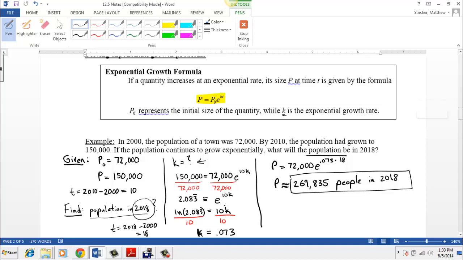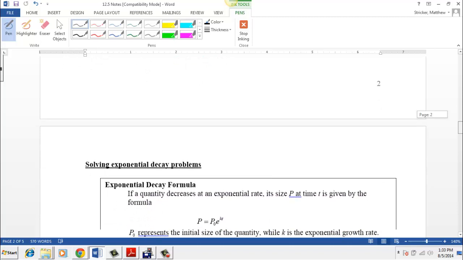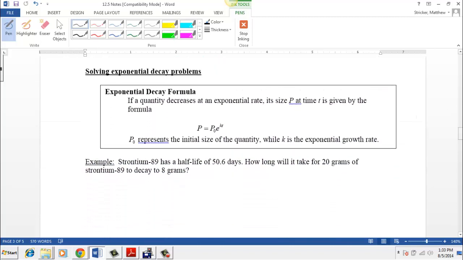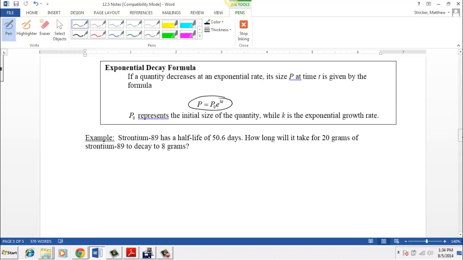It also turns out that we kind of do the same thing when we have decay problems. So that's the next example, solving exponential decay problems. And notice the formula is exactly the same. We still have an initial amount, we have some future amount P, we still have some rate, except the k in this case is going to be some negative k because we're decreasing or we're decaying the amount of substance that we have, and then t is still the time. So if we look at the example here, it says that strontium-89 has a half-life of 50.6 days. And it says how long will it take for 20 grams of strontium-89 to decay to 8 grams.